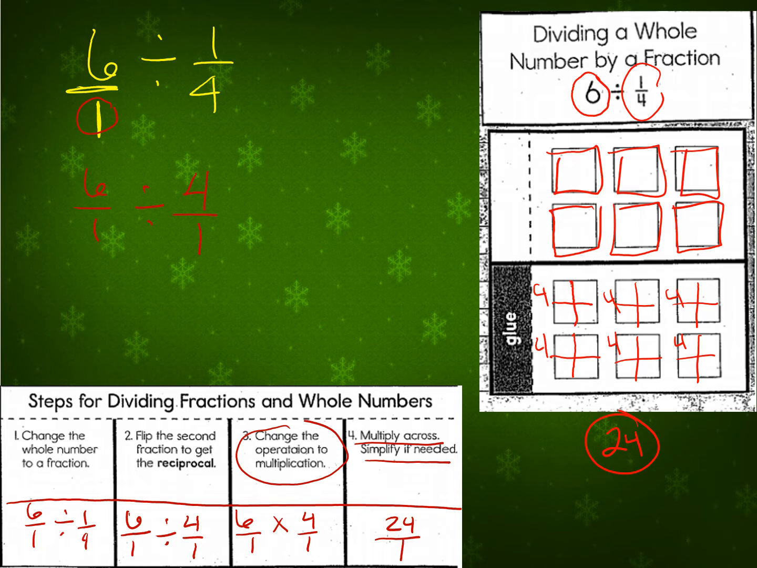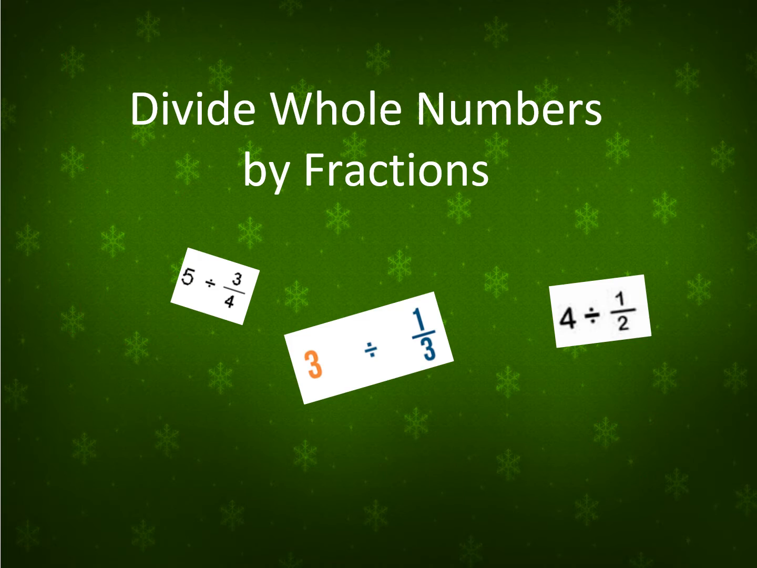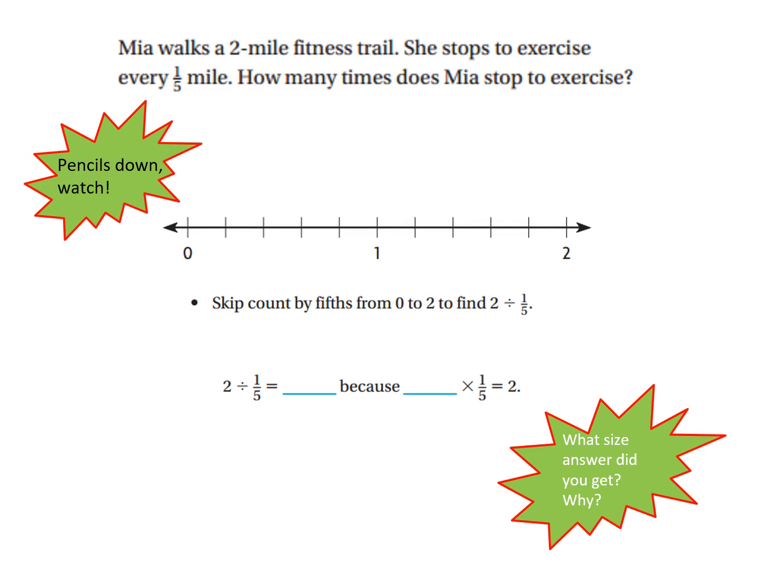Now the chant I use here is add a 1, change the sign, flip the fraction, and multiply. I love how that sounds. Add a 1, change the sign, flip the fraction, and multiply. And the other one we just had: add a 1, change the sign, multiply. But if the whole number comes first, then we have to do that reciprocal. We have to flip that fraction. Okay? And we're going to get a lot of practice. So let's divide whole numbers by fractions.